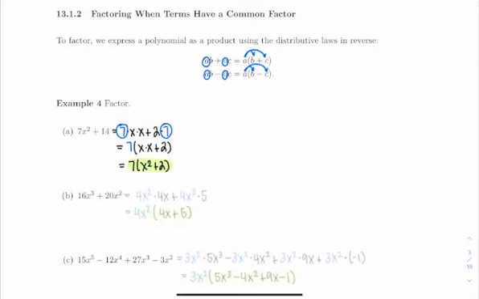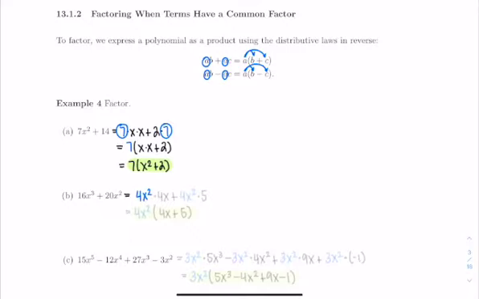Let's go ahead and try another one. 16x cubed plus 20x squared. So what do 16 and 20 have in common? They both have a 4. So let's rewrite them with a 4. What variable do they have in common? Am I going to pull out x cubed or x squared? Remember that you always want to go with the smallest exponent that's there, so we want to go with x squared. So I'm going to rewrite 16x cubed using a 4x squared.